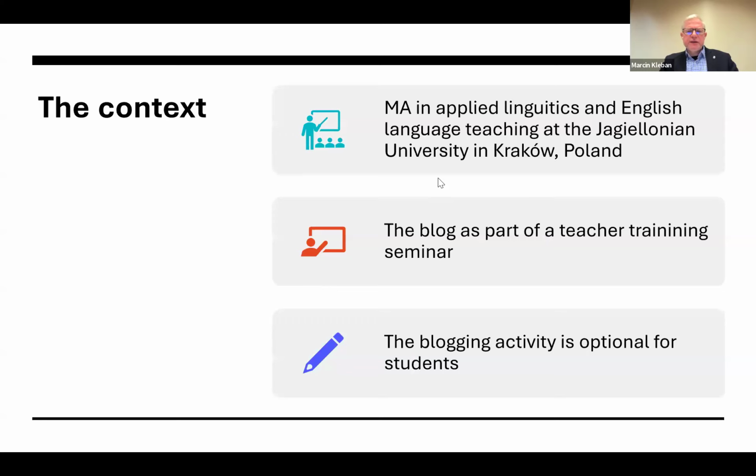Just a little bit more about the context. As I mentioned, the students I teach in my class are a group of MA in Applied Linguistics and English Language Teaching students at the Jagiellonian University in Krakow in Poland. This blogging activity is part of the teacher training seminar, and it was an absolutely optional activity for my students. This is important, because I'd like to highlight that this is not any kind of classroom activity. It is something quite authentic, and the authenticity of this task, running a blog, is something I would very much like to highlight here.